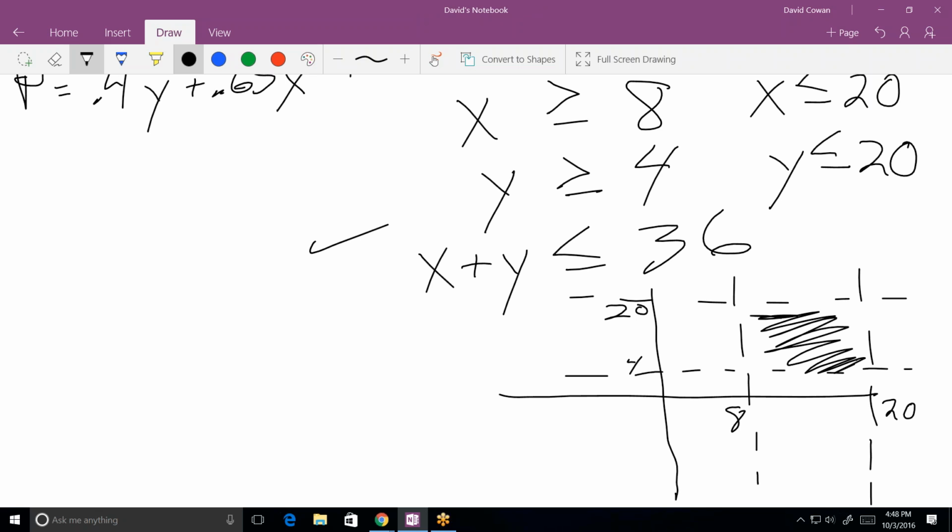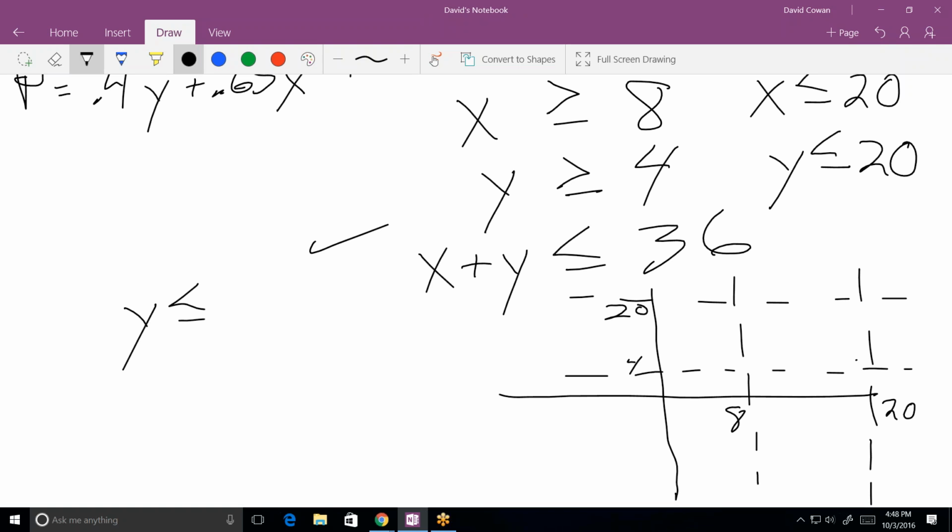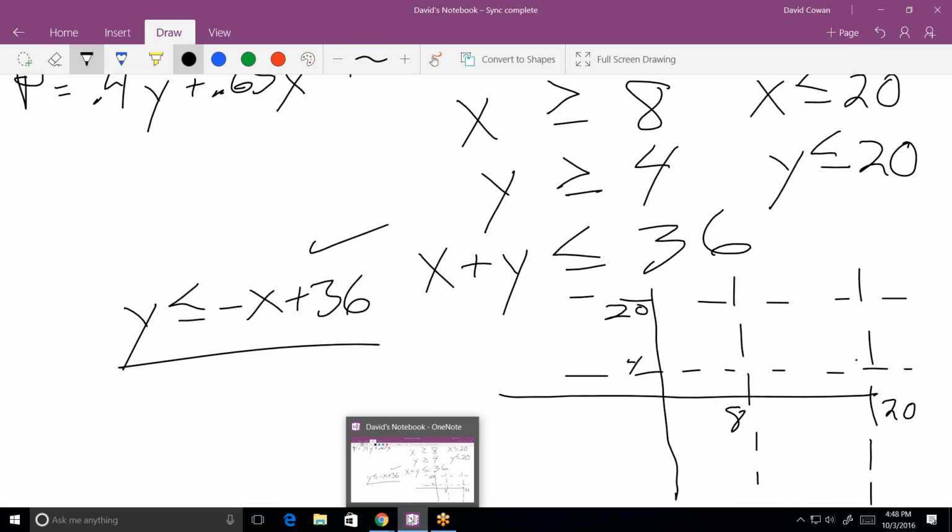How do I graph X plus Y is less than or equal to 36? Well, do you have to kind of change that equation? Yeah, put it into y equals mx plus b format. In other words, it really is y is less than or equal to minus x plus 36, right? Right. How do I graph that line? Turn it into an equation to graph it instead of an inequality, and then we have to figure out which side of the line to shade.